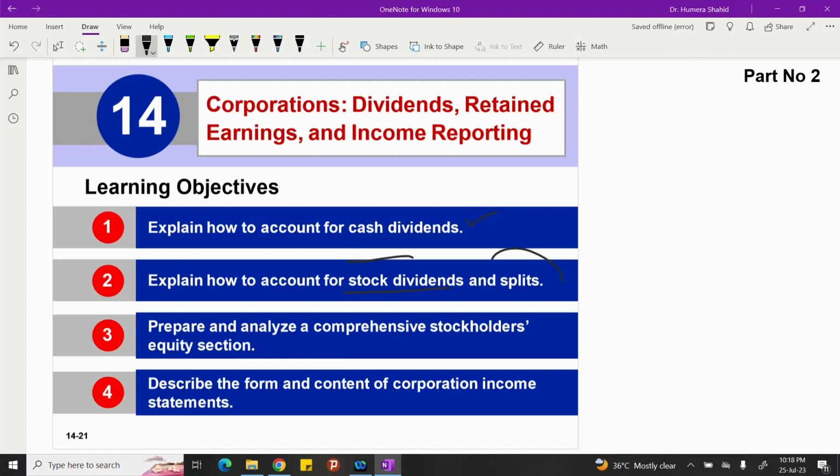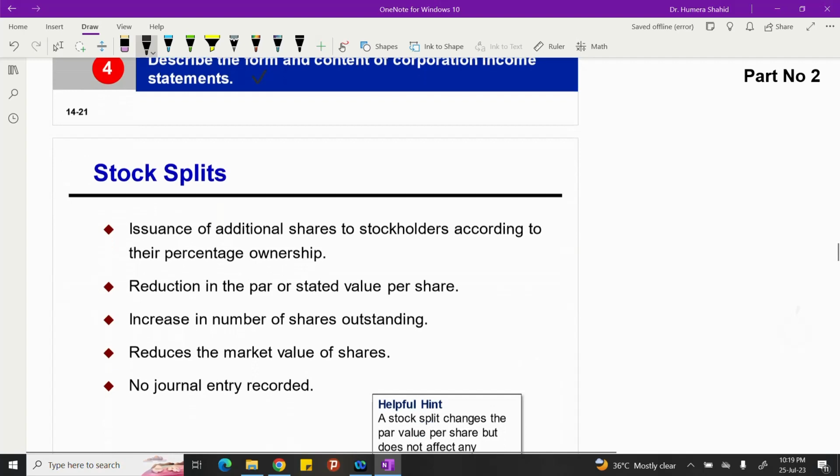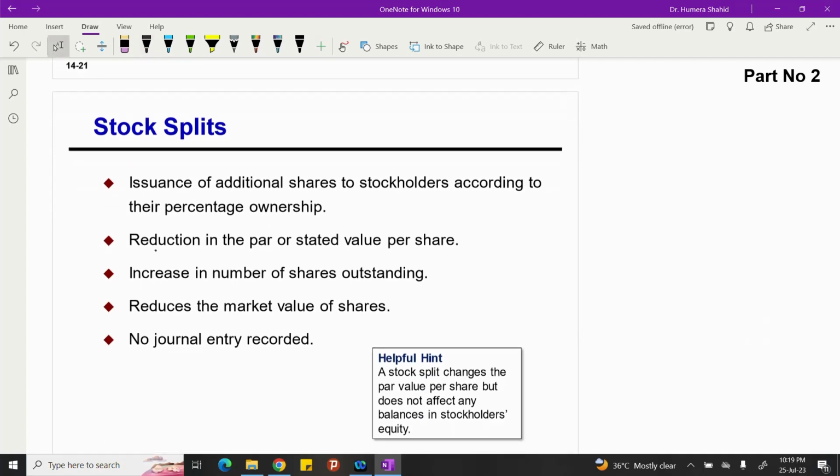We are left with the stock split from learning objective number 2, and then after that we will move towards learning objective number 3, which is preparing and analyzing the comprehensive stockholders equity section, and learning objective number 4, in which we will see the classified balance sheets of the corporations. So let's start with the discussion of what is stock split.